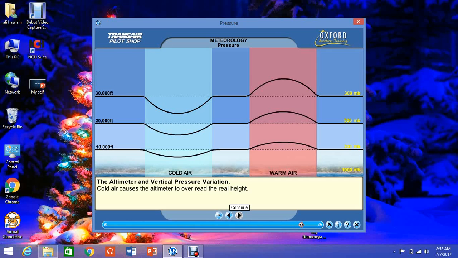If the air were warmer, as shown on the right, notice this time that the 300 millibar pressure would be found higher than 30,000 feet. At this pressure, the altimeter will register 30,000 feet, but it is clearly much higher than this. The altimeter is therefore underreading.